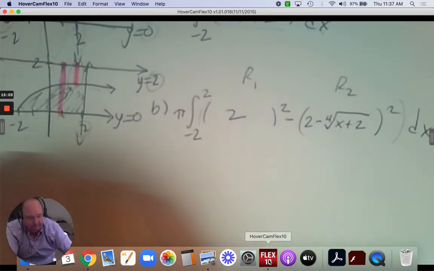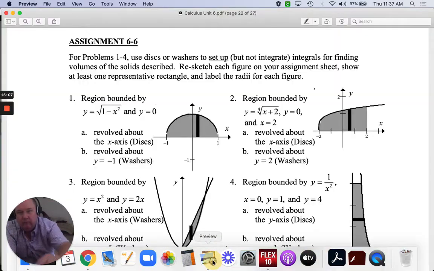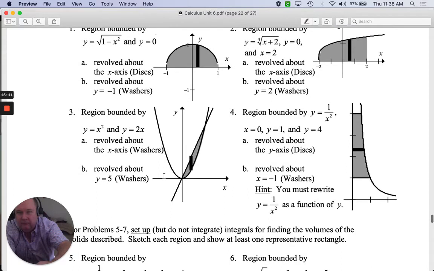Number 3. In number 3, the region is bounded by the parabola y equals x squared. But we also have a slanted line, y equals 2x. And we're revolving it about the x-axis, and then we're going to revolve it about the line y equals 5.